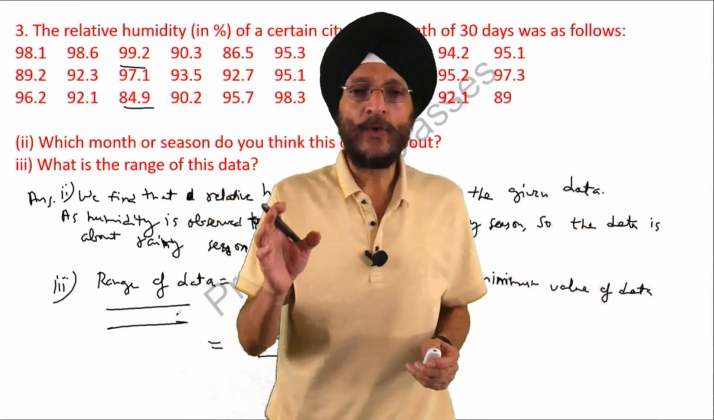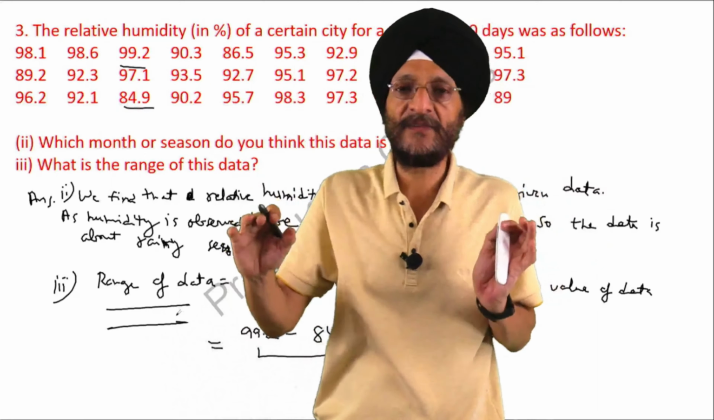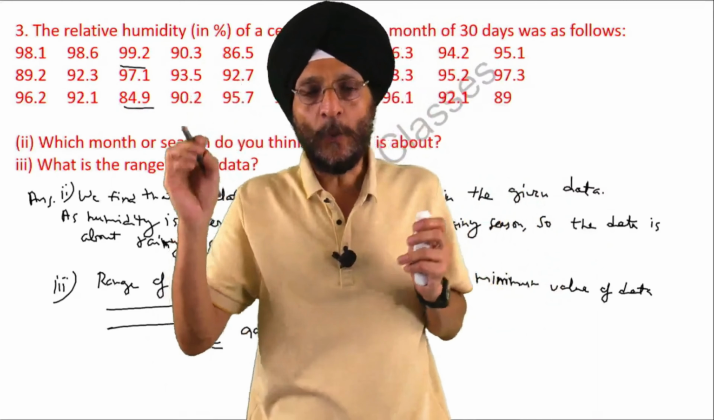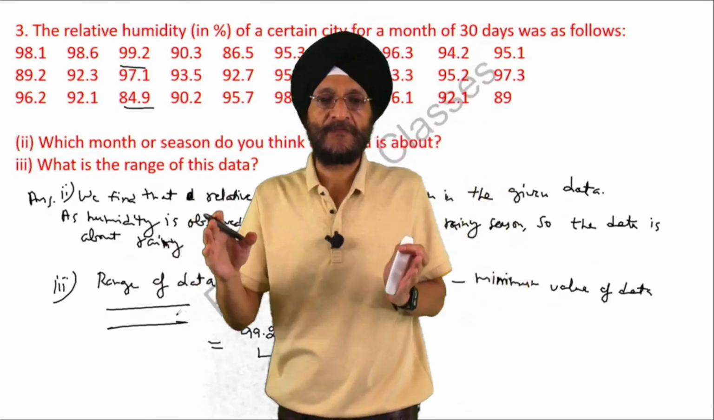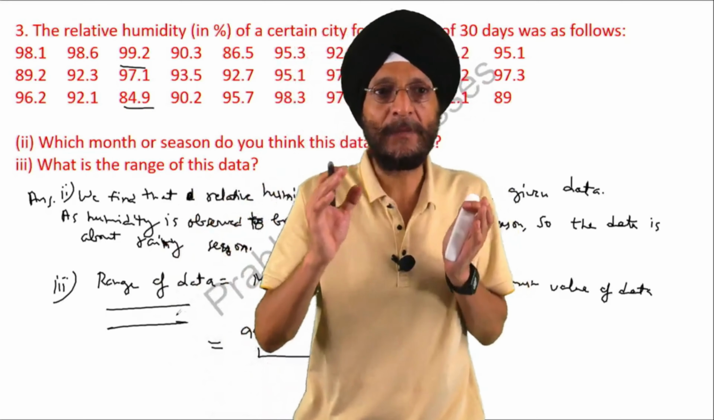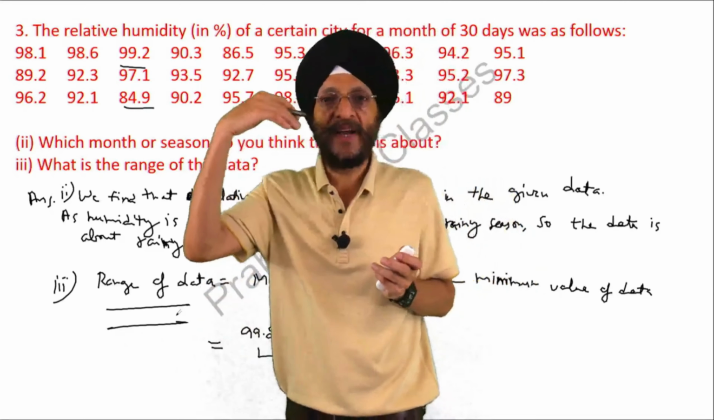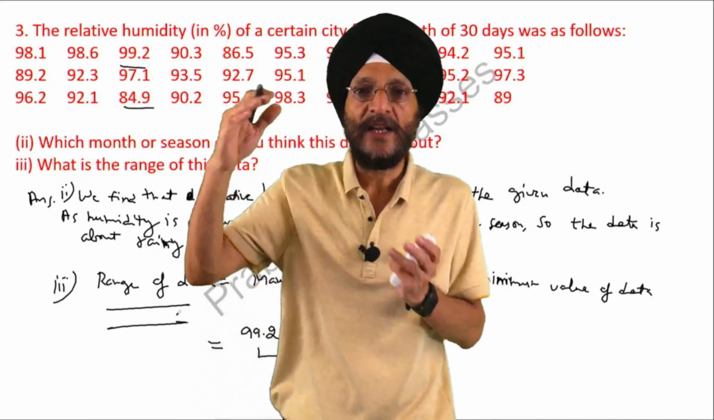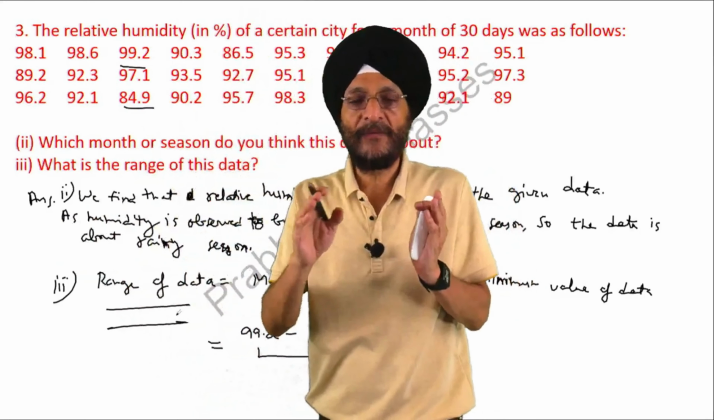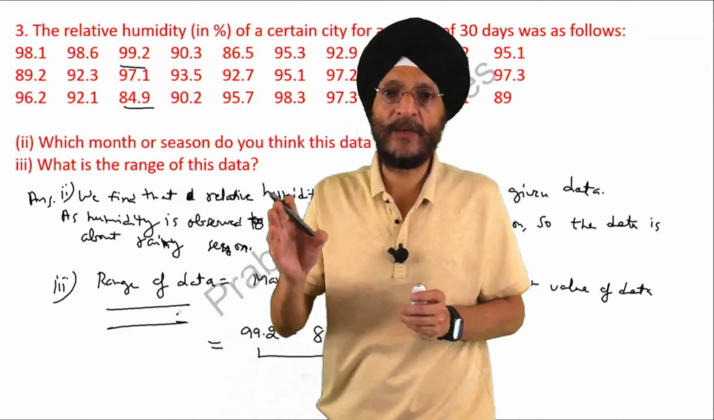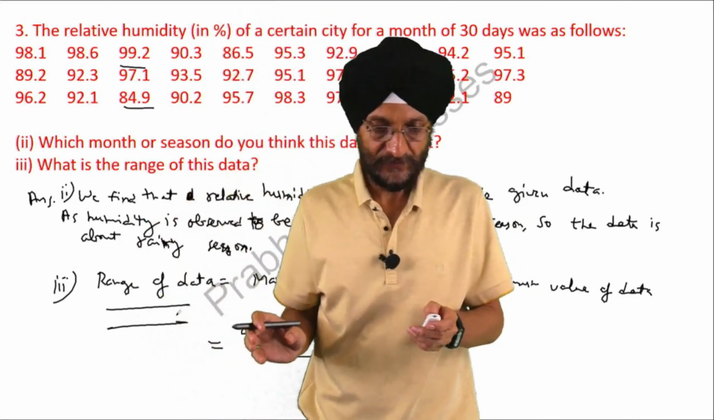By now you have found out that if the relative humidity of many days is given, how to construct a grouped frequency distribution table and to which season this particular data belongs, and we can find out the range of data by finding out the maximum value of data and minimum value of data, and then we will deduct the minimum value from the maximum value, and we will arrive at the range of data.